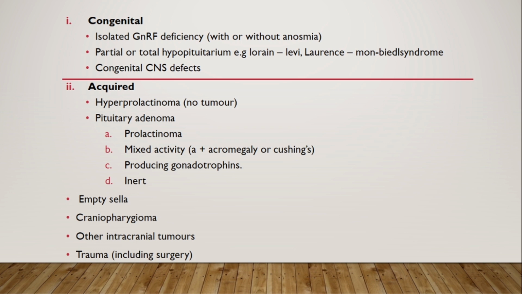The cage that houses the pituitary gland may be empty. We call it an empty sella syndrome. The cage where the pituitary gland sits may be empty. Then craniopharyngioma, tumors of that area, can give rise to irreversible hypogonadotropic hypogonadism. And occasionally, trauma, including surgery.